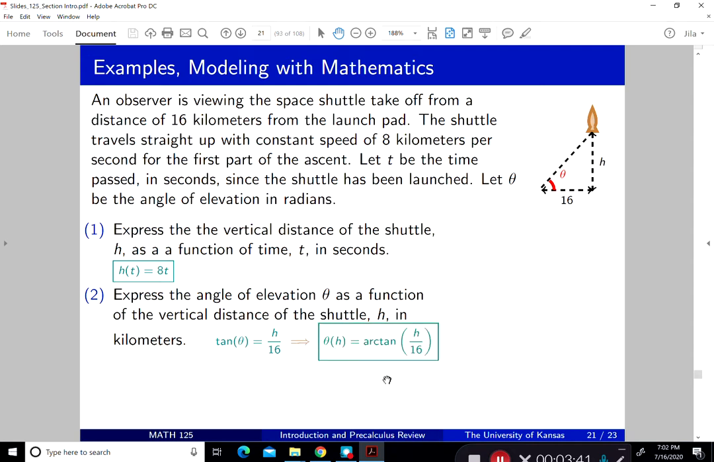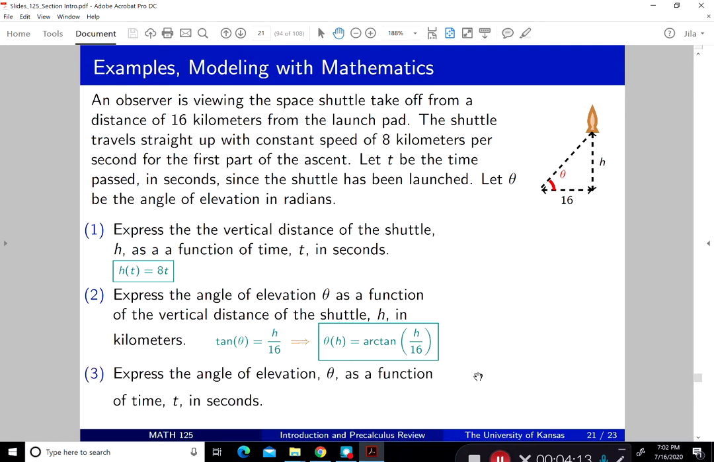And solving for theta, I get theta of h. Do you see over here I had h of t, which is h as a function of t, where t is the input. And here is theta of h, where h is the input, equal to arctan of h over 16. Over here I basically solved for theta, and because theta is going to be a function of h, I use that notation of parentheses h in there.